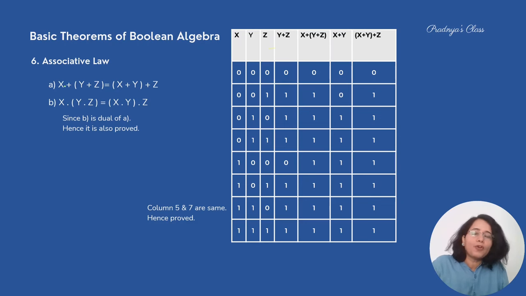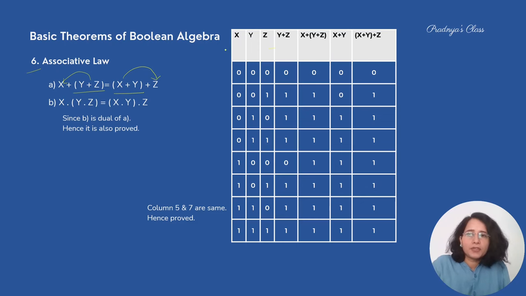Okay, let's move on with the sixth law, that is the associative law. It is also applicable to general algebra and even Boolean algebra. The associative law says, when we change the order of evaluation by changing the brackets, we get the same result. First we are calculating y plus z and then adding the result to x. But if we calculate x plus y first and then add the result to z, we get the same result.